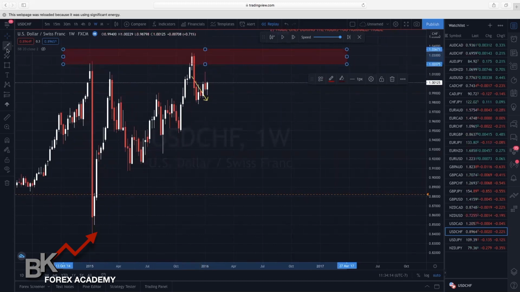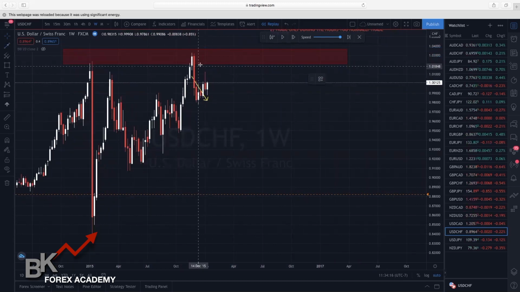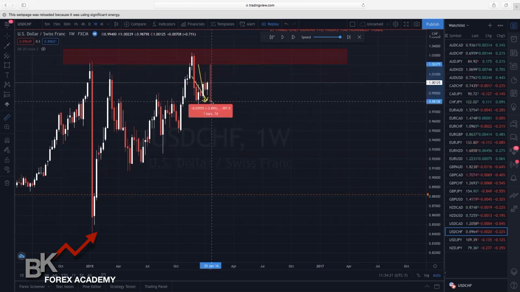So according to my rules-based strategy, if I got in at the bottom of this channel here, or at the bottom of this rectangle line, and I got out, let's say here, let's get my ruler here and see how many pips that's going to be. So from here to here, that would be about 300, almost 400 pips within a couple of weeks, right?